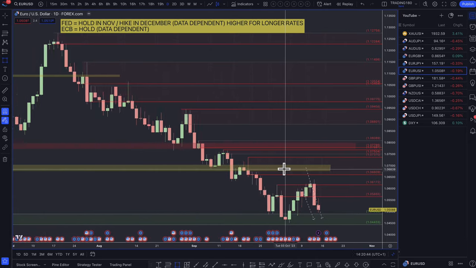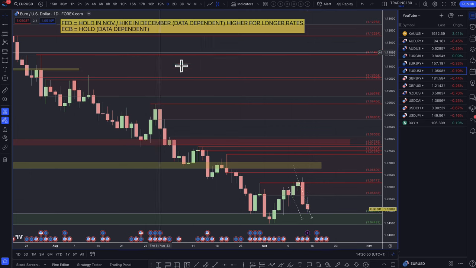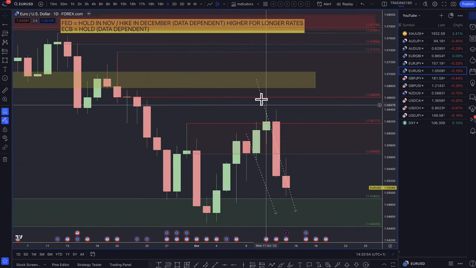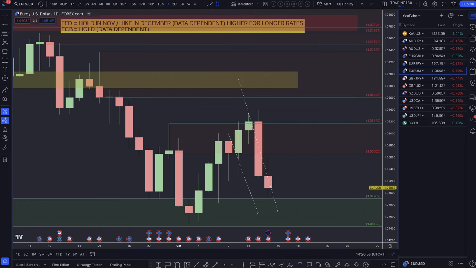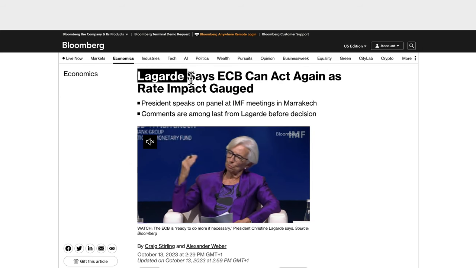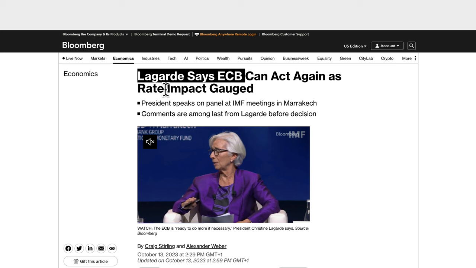Euro dollar, this was a nice trade. Managed to get in short up at these highs based on the news that came out with inflation. So the euro at the moment is not looking great. Christine Lagarde does sound hawkish, the ECB president. Lagarde says the ECB can act again as rate impact is gauged.